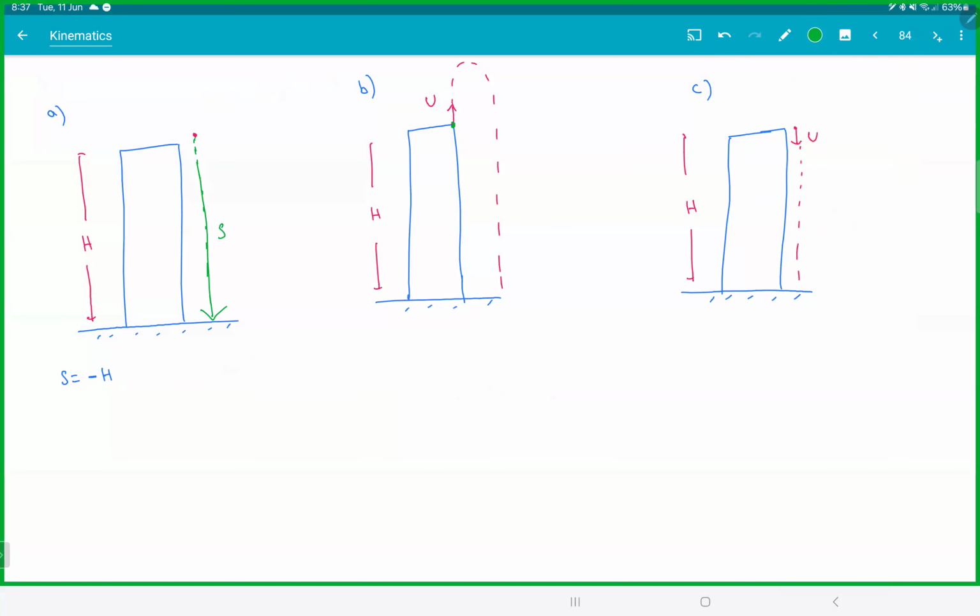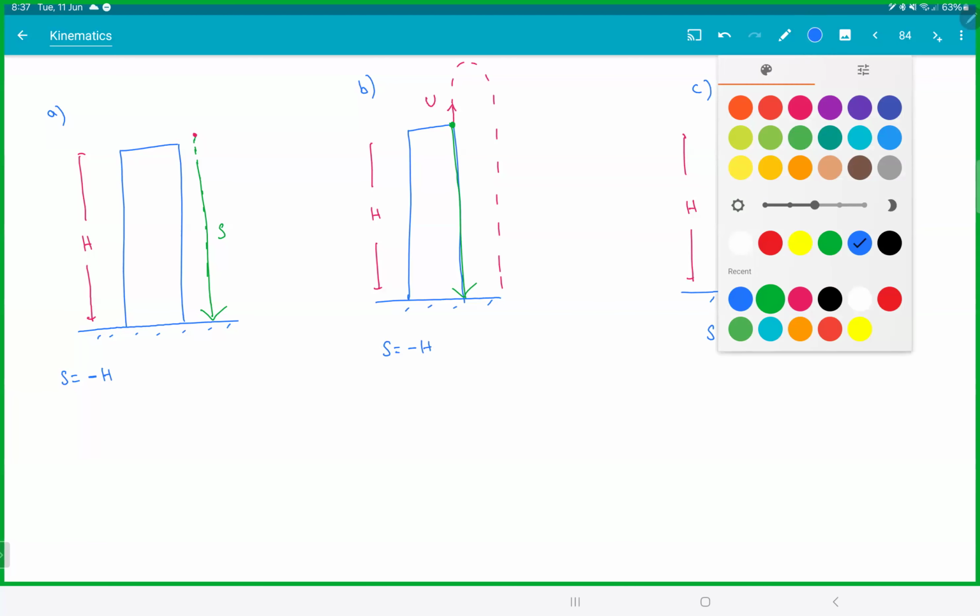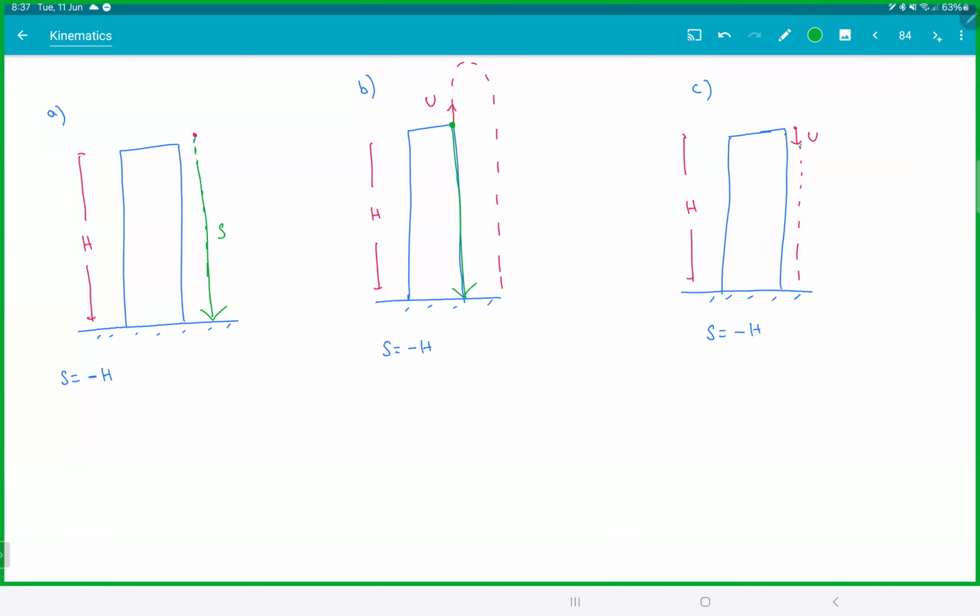For this one, when you're starting here and you're reaching here, what is the displacement? Minus h. All three particles have the same displacement. Whether you throw up, you throw down, I don't care. The sign is negative for all of them because displacement is simply the initial and final point. I don't care whether you're going up or going down, displacement is this.